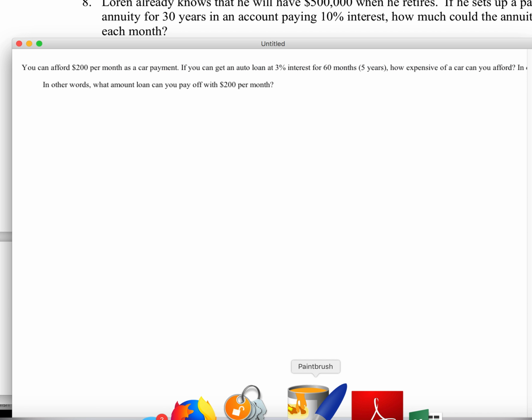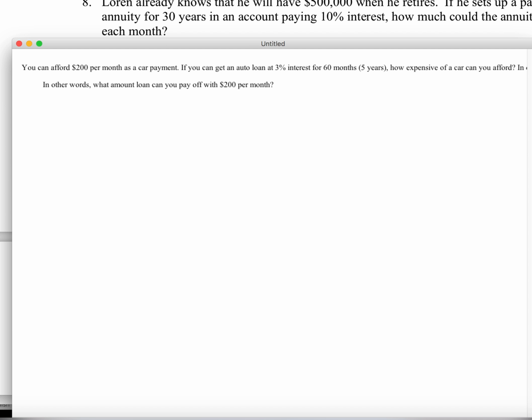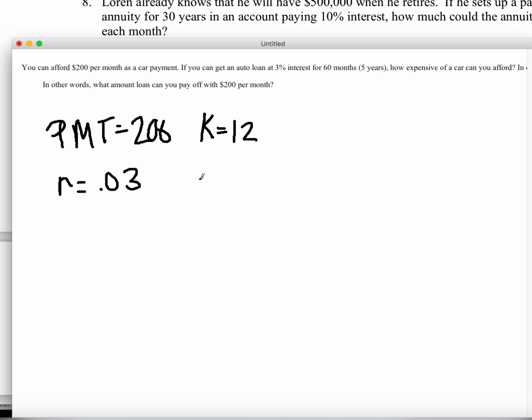This is like question 9. You can afford a $200 per month car payment, so my PMT is going to be $200. That's my car payment. I get a loan at 3% interest for 60 months or 5 years. So my rate is 0.03, because I move the decimal place 2 times to the left. Now, I'm doing this monthly, so K is 12. Over the course of 5 years, how many payments am I going to make for the total life of the loan? I can do 5 times 12, which would be the number of payments that I have. But we're going to use 5 years here.